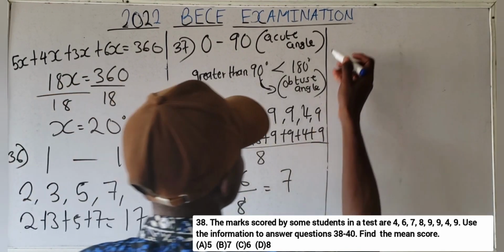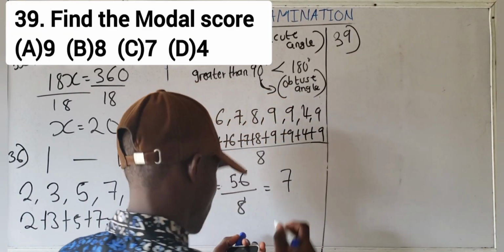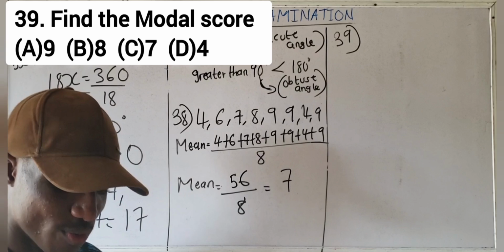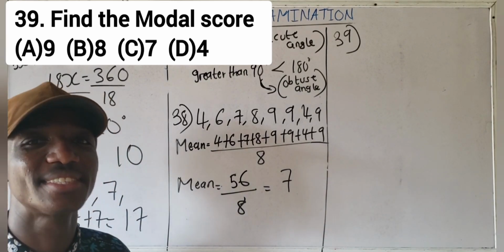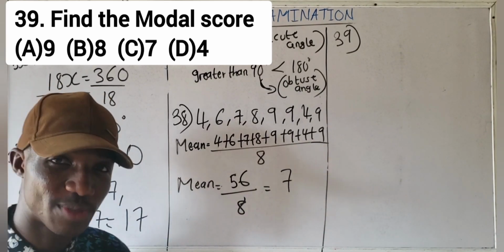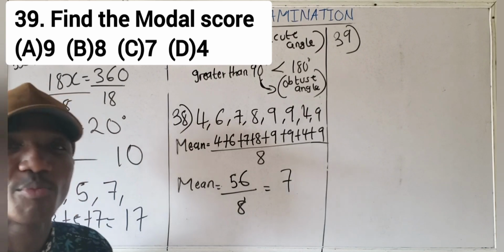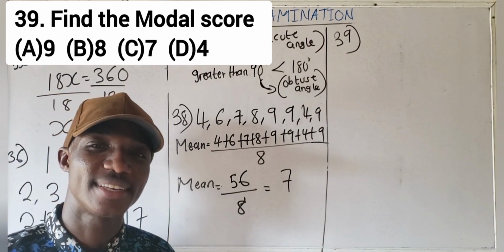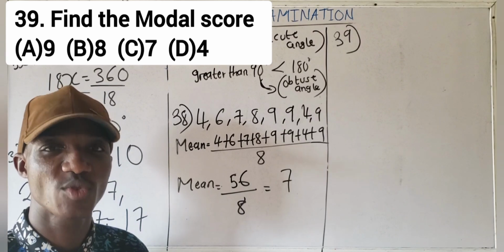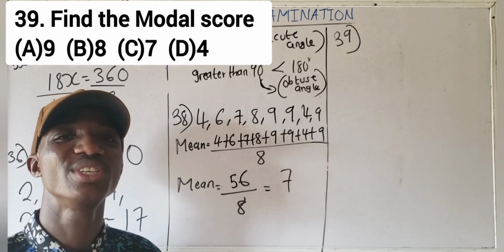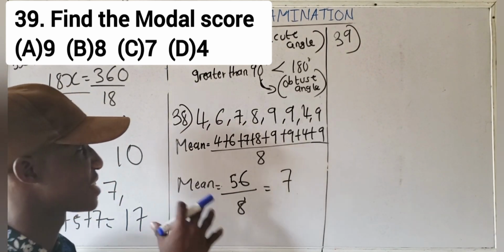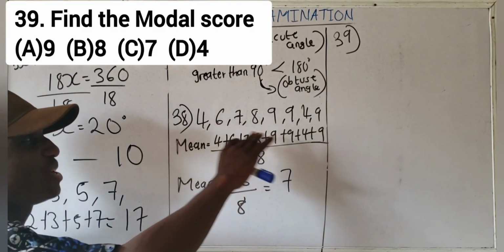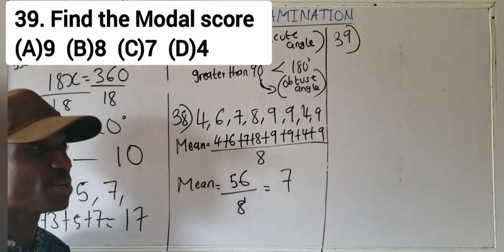Now, let's proceed to question 39. For question 39, we are asked to find the modal mark, the modal score. Please pay attention. Let me quickly teach you now. Mode is the most occurring number. The number that has the highest frequency is called the mode. Mode is the most occurring number in our data set. You understand?